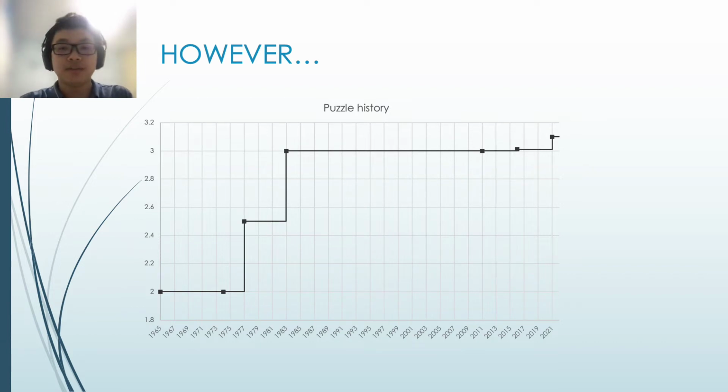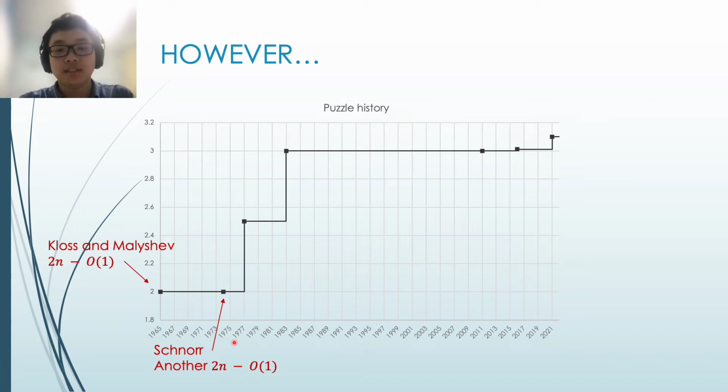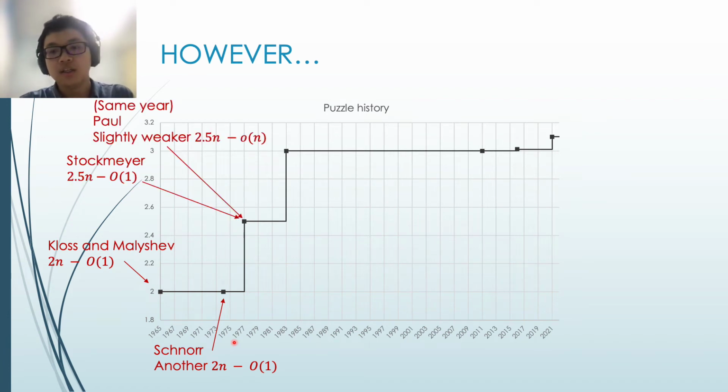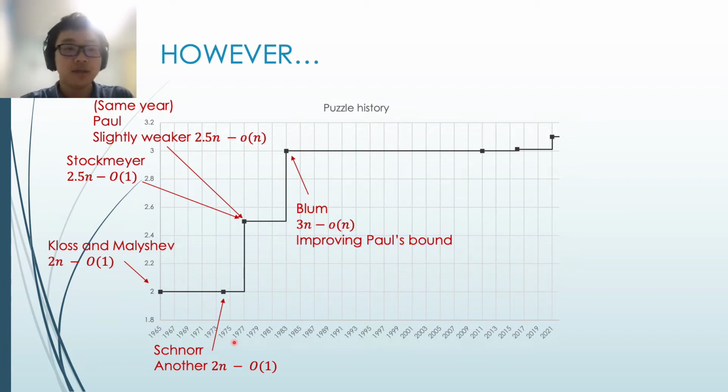This figure shows the efforts people have made to attack this problem. The race originated from a work by Kloss and Mirishev, who proved roughly a 2n lower bound for some function in P. Another 2n lower bound was given by Schnorr. Some years later, Stockmeyer and Paul independently gave 2.5n lower bounds, and the latter one was improved to 3n by Blum in 1984. This 3n lower bound stayed unbeaten for over 30 years, and it looked like it was really hard to even improve this lower bound a little bit.